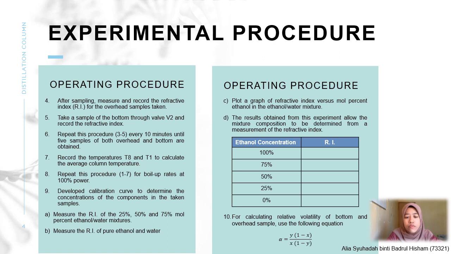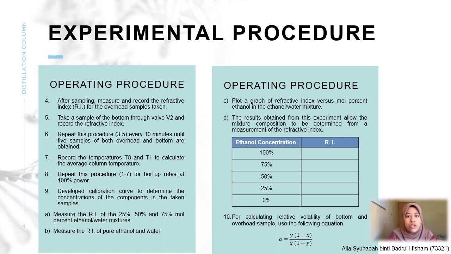Develop a calibration curve to determine the concentration of the components in the taken samples. Then, measure the refractive index of the 25, 50, and 75 mole percent ethanol in water mixtures. Measure the refractive index of pure ethanol and water. Then plot a graph of refractive index versus mole percent ethanol in the ethanol water mixture. The results obtained from this experiment allow the mixture composition to be determined from a measurement of the refractive index.